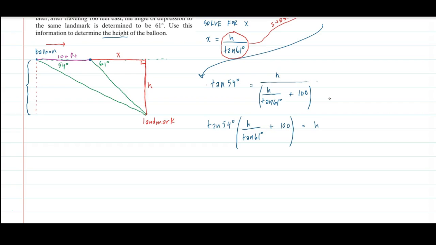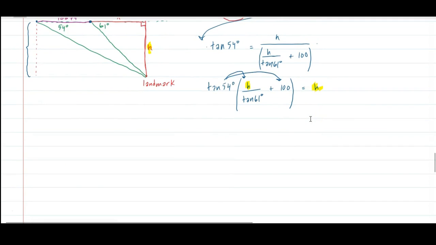But what you'll notice is we have a problem here. There's an h over here, there's an h over here, and the whole point is to find what h is. So there is no simple and easy way to go about it. The first thing that we'll do is distribute the tan of 54 degrees into the problem.